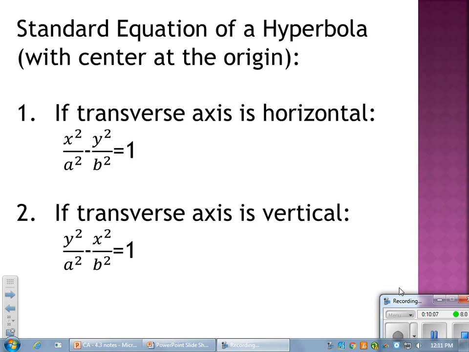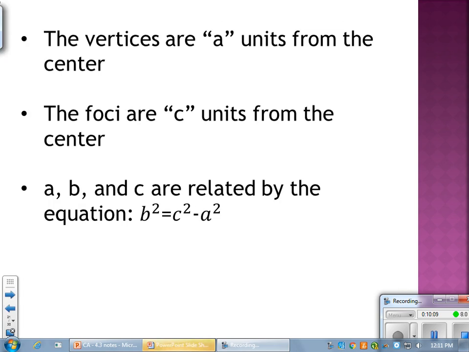So these two come right from the boxes, as well as this. The vertices are A units from the center. That's the same as with our other conic shapes. The foci are C units from the center. Again, those two are going to line up on the same axis. Again, there is a relationship between A, B, and C. This time, though, the relationship is B squared equals C squared minus A squared. So make sure that you have this all down as well. Again, page 335 is the box that I got this from.